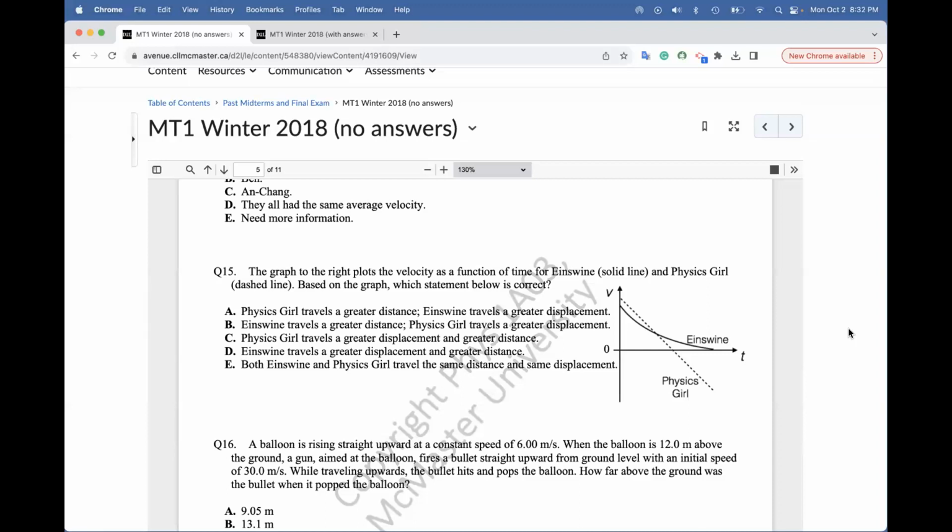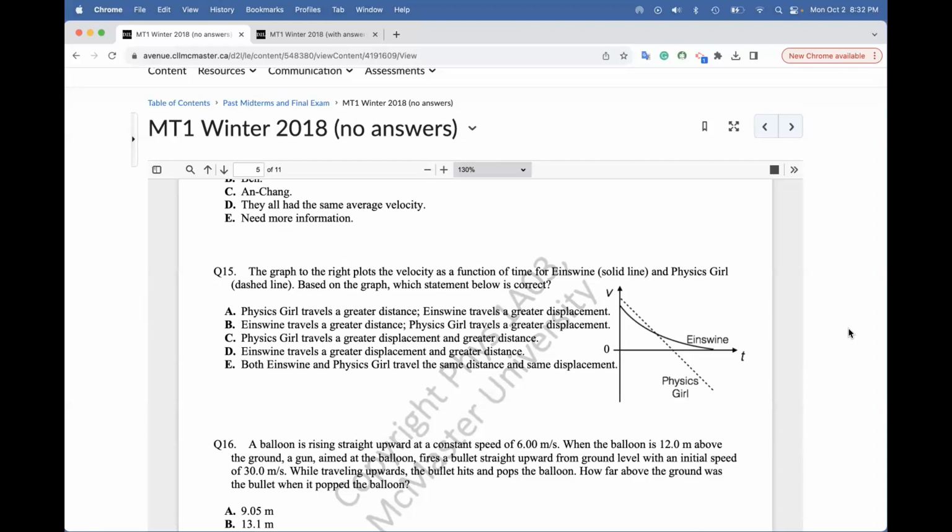So physics girl travels a greater displacement and distance. So we said that she does not travel a greater displacement, so then C is eliminated. Einstein travels a greater displacement. That could be true. We have to confirm the distance. And both of them travel the same distance and displacement. So we know that E is not accurate because they don't travel the same distance and displacement. So now we just got to evaluate the distance.